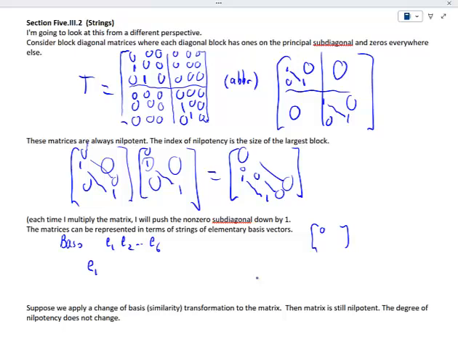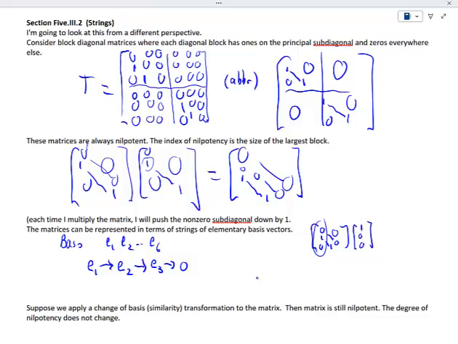If I just take a single block and I multiply that by E1, what's going to happen? Well, I'm going to pick up the first column of the matrix. So E1 will actually go to E2. Now, what does E2 go to? Well, E2 goes to the second column of the matrix, which is E3. Now, what does E3 go to? Well, E3 goes to 0.